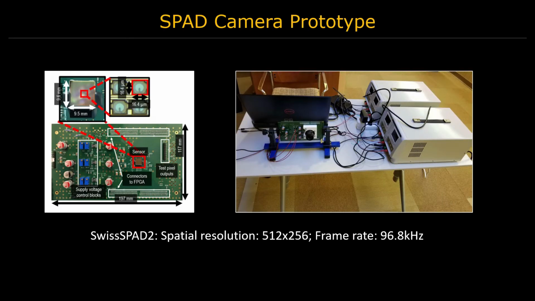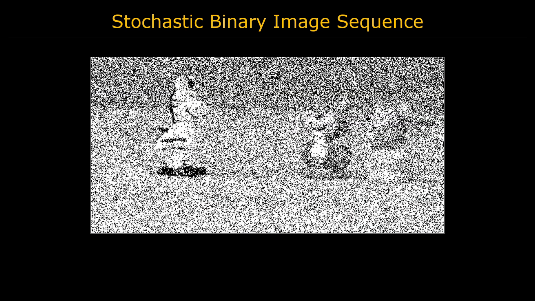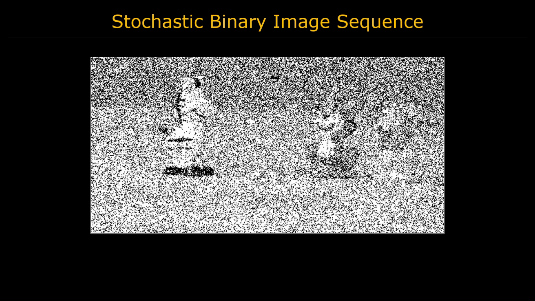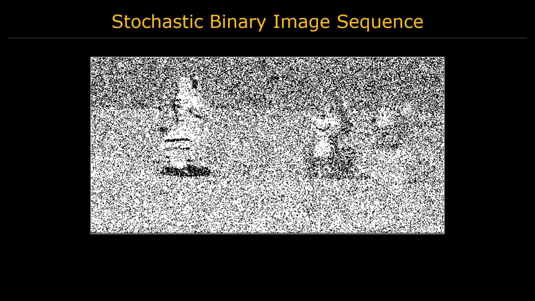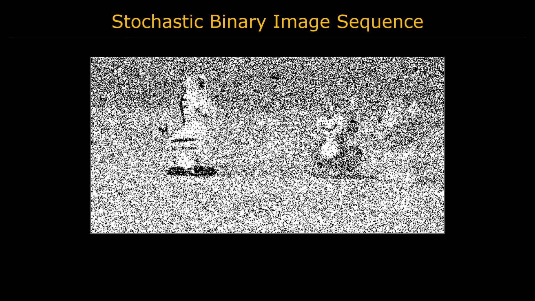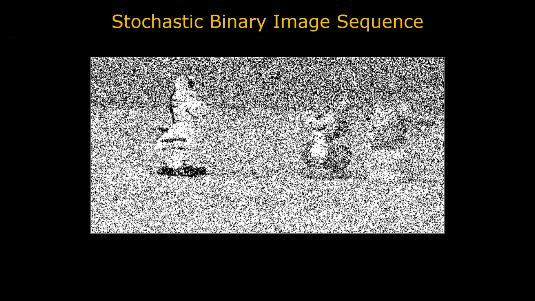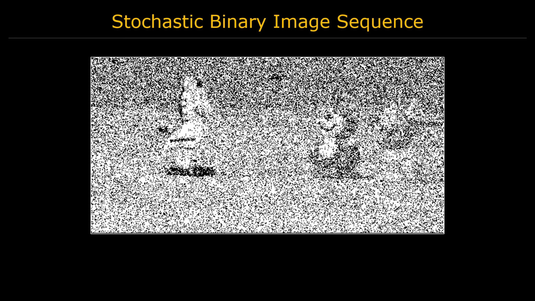Next, we show some results generated using a recently developed SPAD array, which captures binary images at close to 100,000 frames per second. Here is an example binary image sequence captured by the handheld SPAD camera. Each individual image is quantized to 1 bit and extremely noisy due to the randomness in photon arrivals.